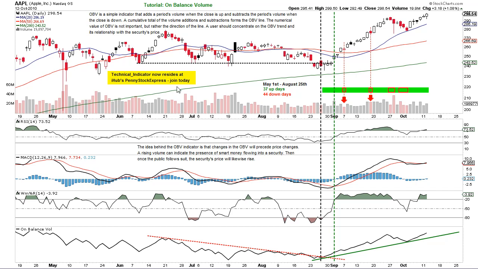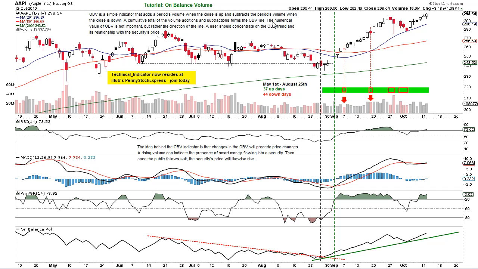Tonight I'm going to do a tutorial for the indicator on balance volume, acronym OBV. Very simple indicator to understand. It just adds a period's volume when the close is up and subtracts the period's volume when the close is down. It's going to give you a cumulative total of the volume adds and subtracts, and that forms the OBV line.